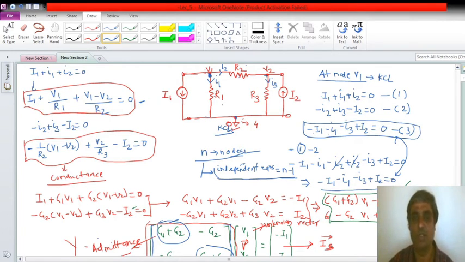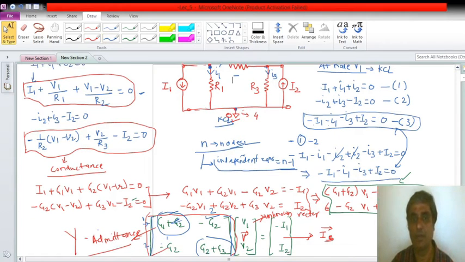Now the question is, what will be the elements for the off diagonal elements? This is minus G2 and this is also minus G2. So what is it? It is the common conductance between node 1 and 2, whereas this is the common conductance between node 2 and 1, right? So what is the common conductance connected between node 1 and 2? G2 with the negative sign. Similarly for 2 to 1 it is the same, that is minus G2, right?